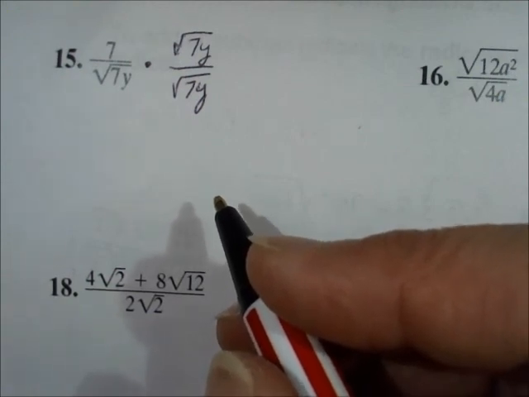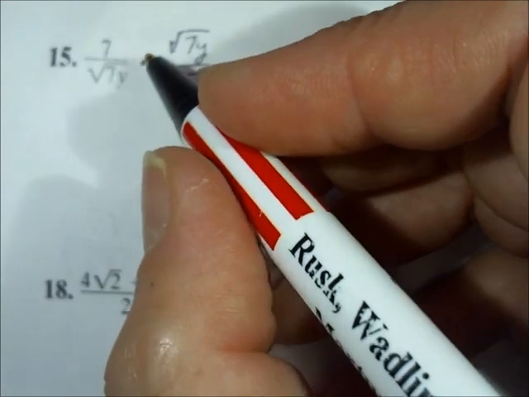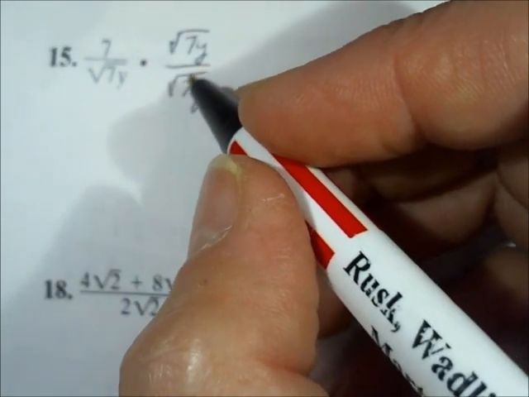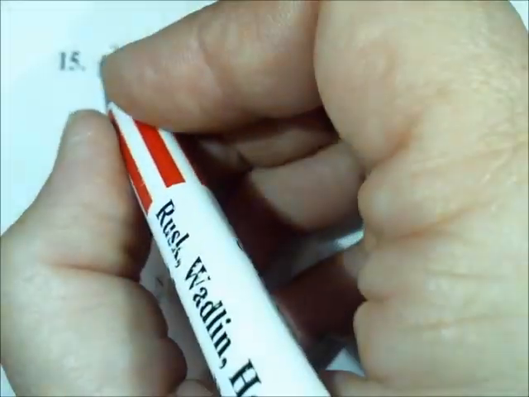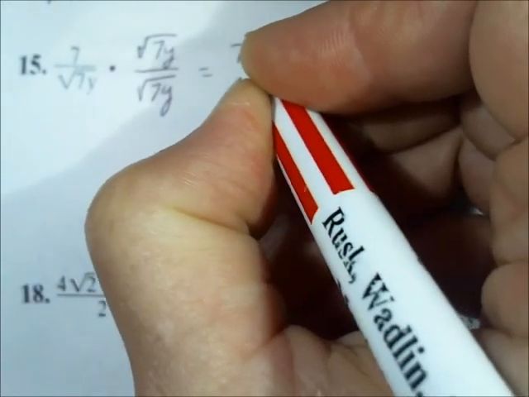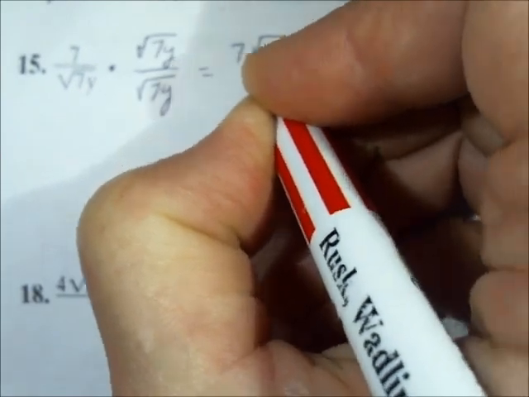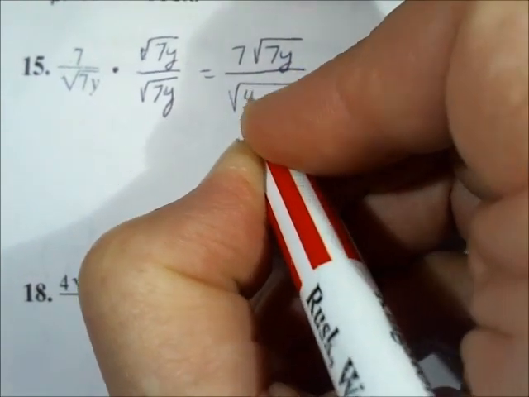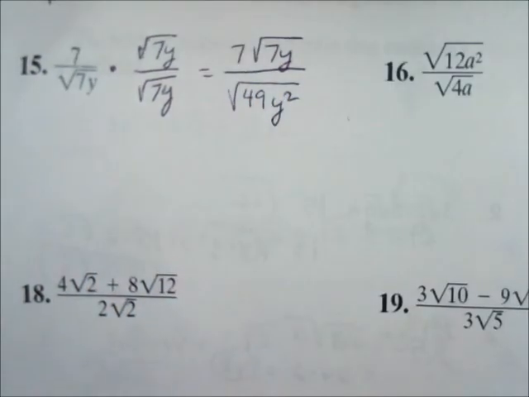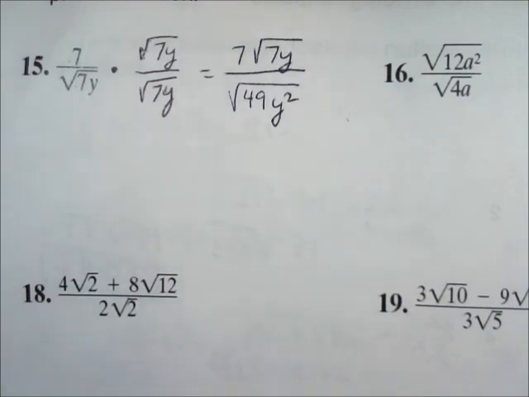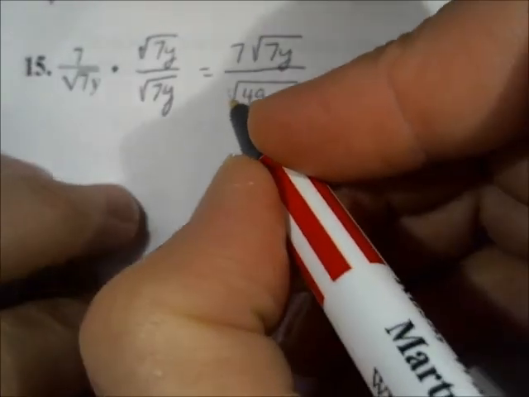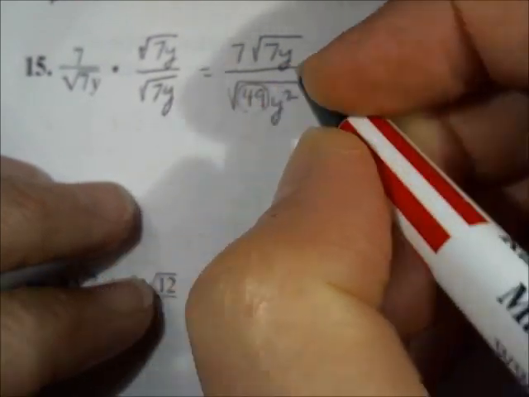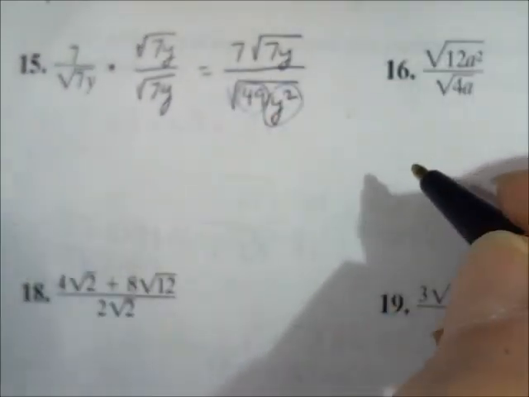And we're going to go through a lot of that in a later video. So what we're going to do here is just multiply straight across. And straight across says 7 times the square root of 7y is 7 times the square root of 7y on the top. Square root of 7y times the square root of 7y is the square root of 49y squared. Because remember, you multiply the 7's and you multiply the y's together. So what we're going to do now is take the square root of 49 and call it 7, and take the square root of y squared and call it y.